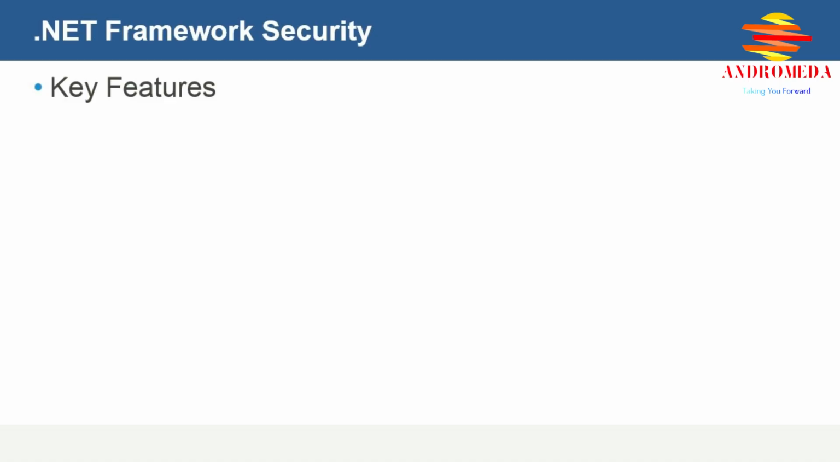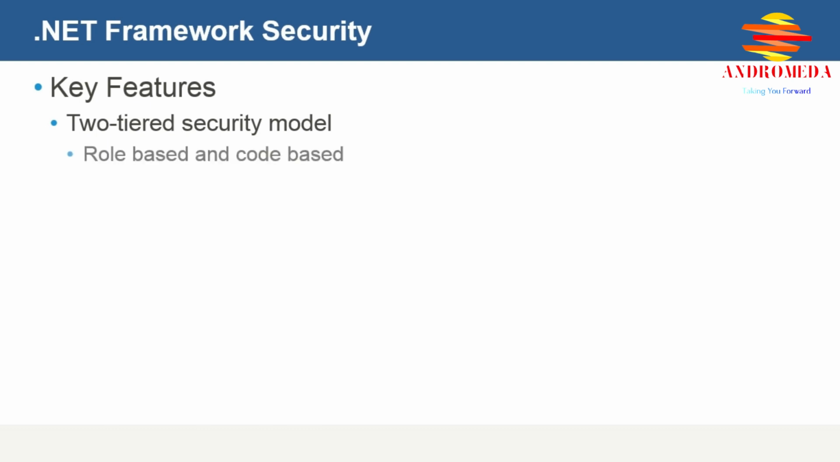So in this video, let's talk about some of the key features of security in the dotnet framework. Security in the dotnet framework is what's known as a two-tiered security model, meaning there's two separate parts to it. And the reason being is that dotnet employs what's known as role-based and code-based security.